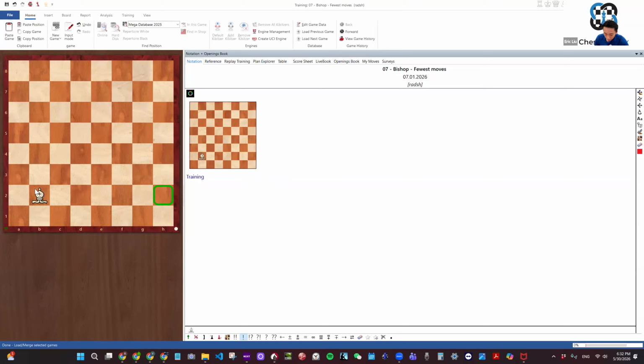Okay, so our bishop's on b2 and wants to move to h2. Here's how we can do it the quickest. We go up and then down. Then we're already there. Just takes 2 moves. We go to e5, then we go to h2. 2 moves.